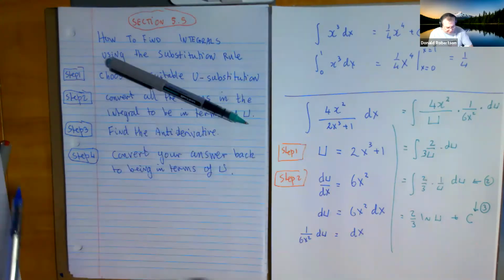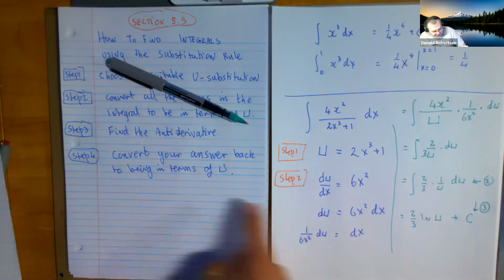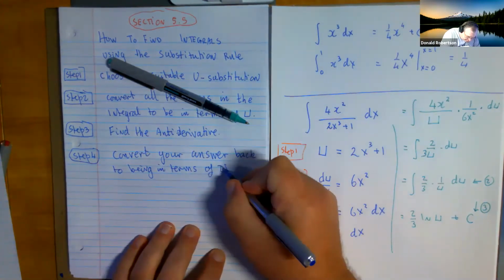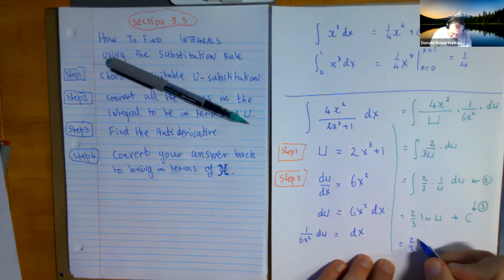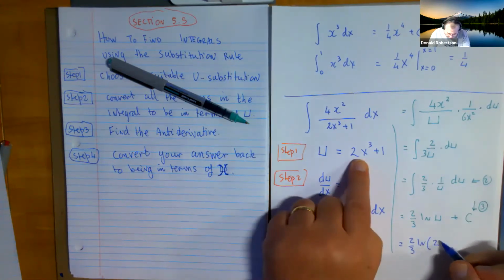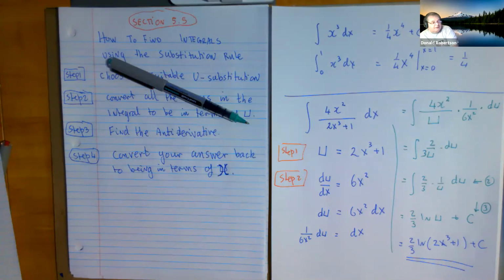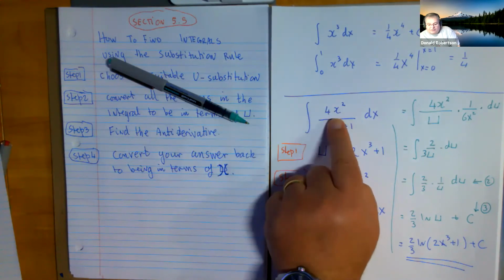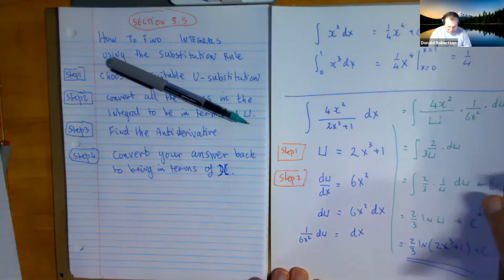So step 4, the final stage. Convert your answer, which is this guy, back to being in terms of x. Well, 2/3 natural log of u becomes 2/3 the natural log of 2x cubed plus 1 add c. We now know the antiderivative of this guy. Is this fella. Sneaky, but kind of cool.